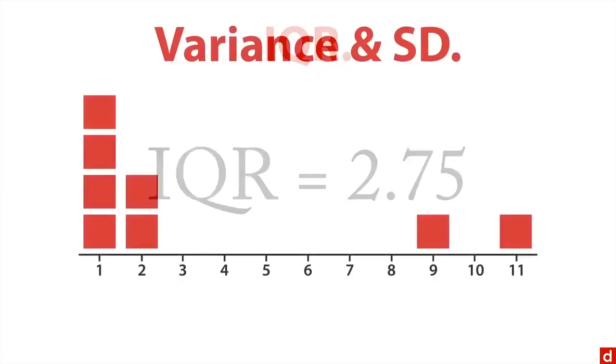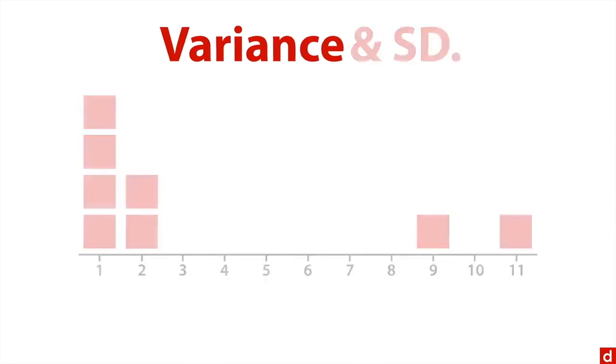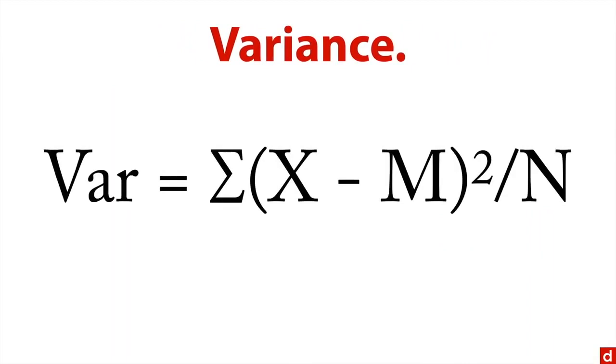Now, our final measure of spread or variability or dispersion is 2 related measures, the variance and the standard deviation. These are a little harder to explain and a little harder to show. But the variance, which is at least the easiest formula, is this. The variance is equal to the sum, the capital sigma is the sum, of x minus m. That's how far each individual score is from the mean. Then you take that deviation and you square it, you add up all the deviations, and then you divide by the number. So the variance is the average squared deviation from the mean.